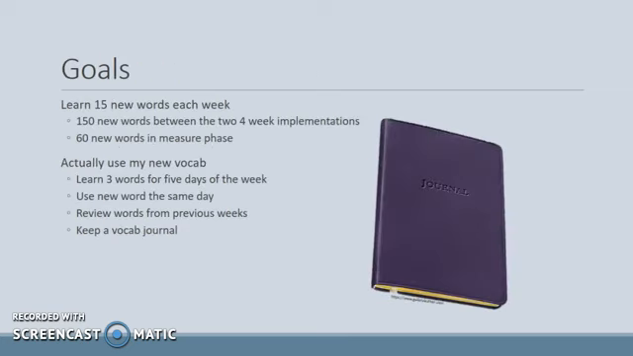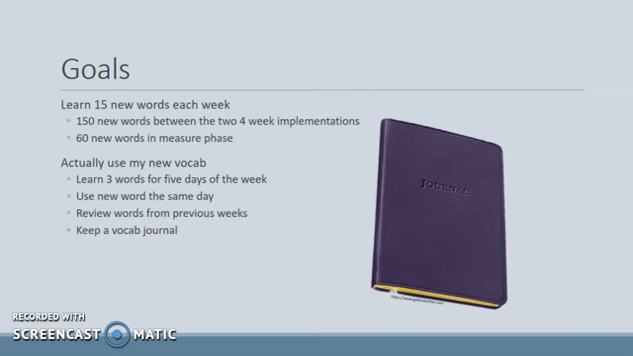So with this, my goals from last time are to learn 15 new words each week and 150 new words between the two implementation periods, the measure and then the analyze phase. So 60 new words in the measure phase. The procedure that I made was for 5 days of the week to learn 3 new words each day and use those words each day that I learn them, and then to review those words the other 2 days of the week from previous weeks and from that week.